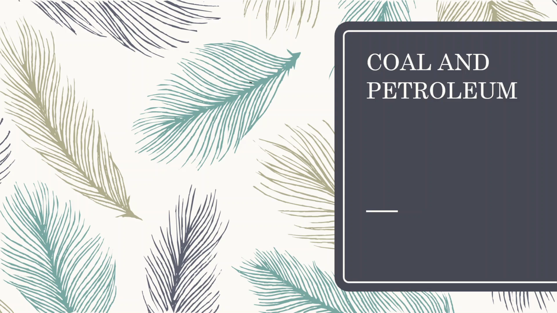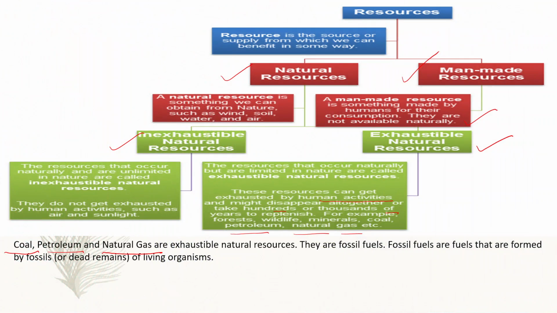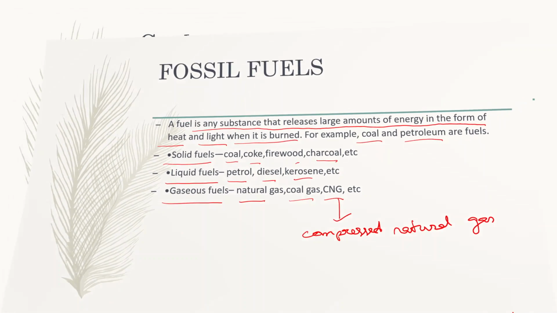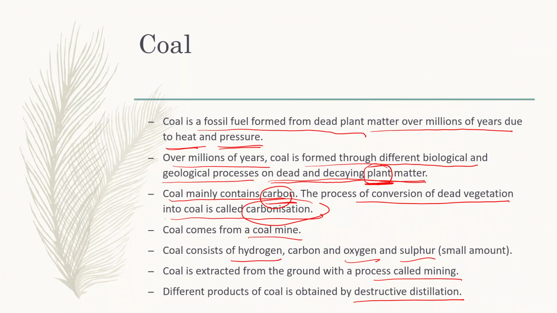I think all of you have gone through the chapter. We have read about resources, different types of resources, natural and man-made resources. We have also read about inexhaustible resources and exhaustible resources. We have also studied the fossil fuels. The main fossil fuels that we are dealing with in this chapter are coal, petroleum and natural gas. We have read about coal, how coal is produced by the process of carbonization, and what the different products of coal are.